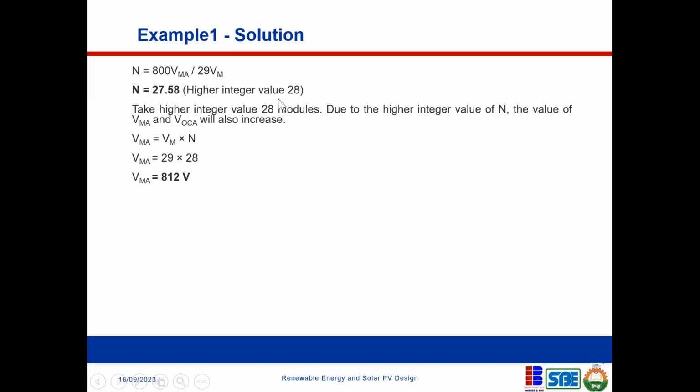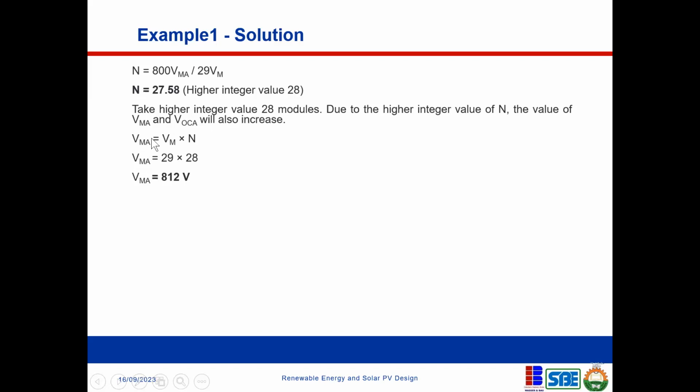Now, if we increase it to 28, it also changes the voltage slightly higher than 800, but it's still okay because the inverter can handle up to 900. So take the higher integer value of N. Due to the higher integer value of N, the maximum voltage of the array, that is the voltage of the system, will also increase.